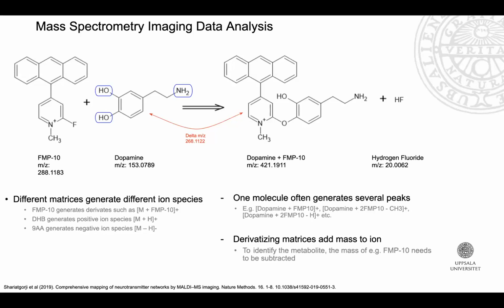But with FMP10, we actually have FMP10 binding to the molecules, like I said before, at either the phenolic hydroxyls or the primary amine. And yet another thing you have to keep in mind is that this can also happen doubly. So you can have 2 FMP10 molecules attaching to dopamine. So instead of finding it at 152 or 154, you would find dopamine at 421 when it's single derivatized by FMP10. So it's instead a delta mass over charge of 268. But one thing that we keep in mind when it's MALDI is that you only have singly charged ions, so we don't see any double or triple charged ions.